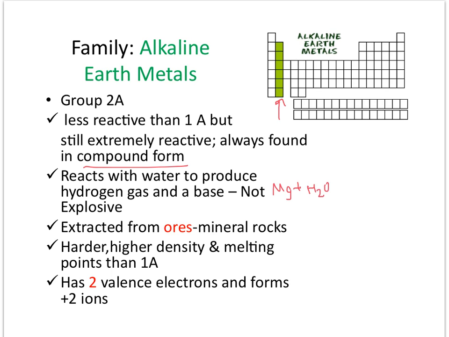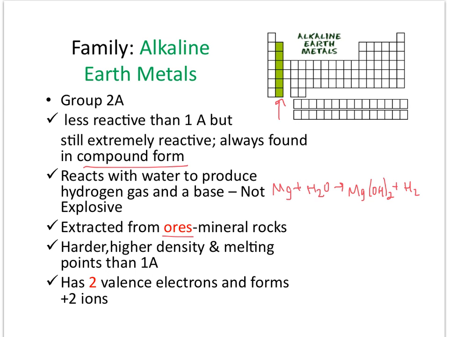Another single replacement reaction. This time we're producing magnesium hydroxide and hydrogen gas. The reaction just doesn't produce enough heat to cause the hydrogen gas to explode. So they're a little bit safer to use. They are found in ores, which are mineral rocks underneath the ground. And when we are removing the alkaline earth metals from these ores, we would obviously need some kind of chemical process in order to break them from that mineral rock.